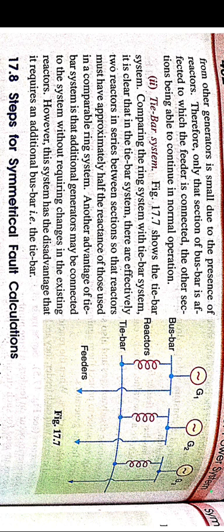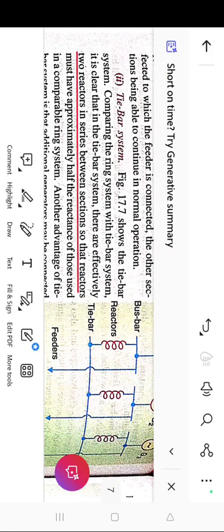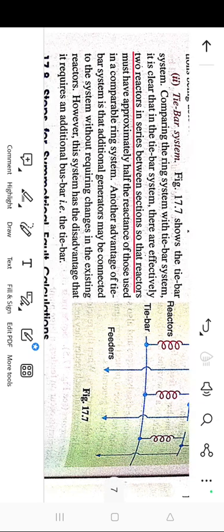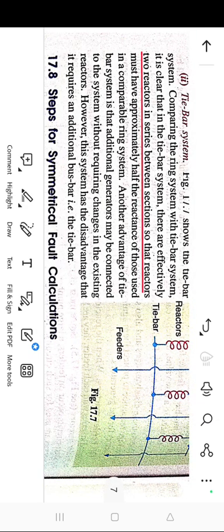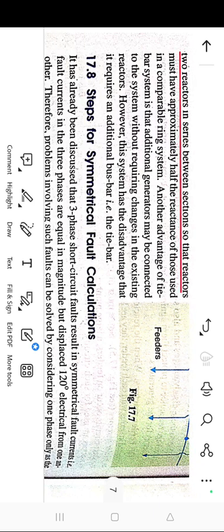Tie bar system. Comparing the ring system with the tie bar system, it is clear that in the tie bar system there are effectively two reactors in series between sections, so that each reactor must have approximately half the reactance used in the comparable ring system. Another advantage of the tie bar system is that an additional generator may be connected to the system without requiring a change in the existing reactors.